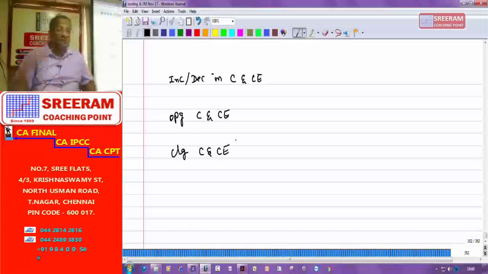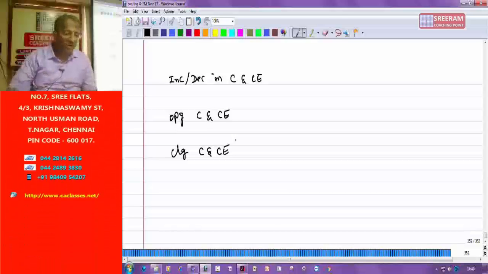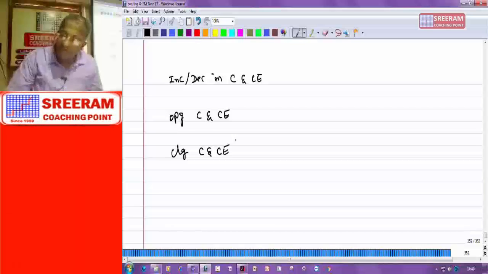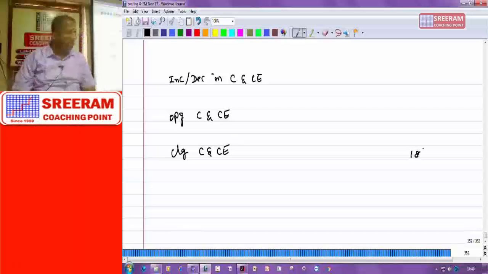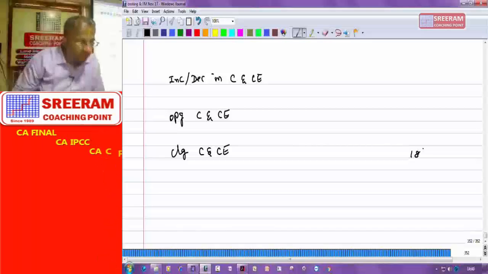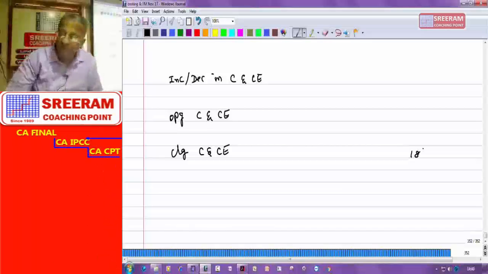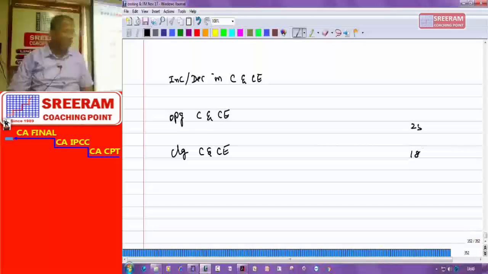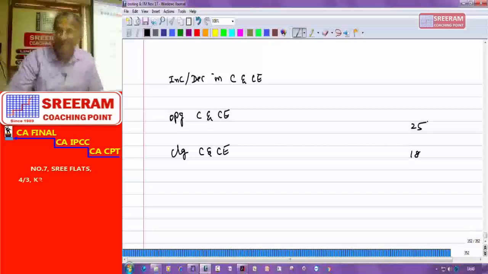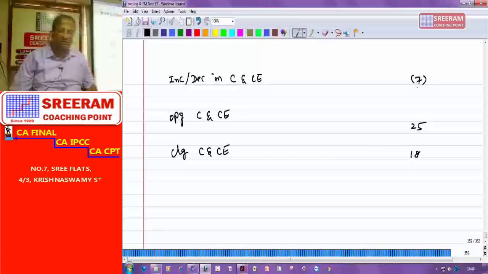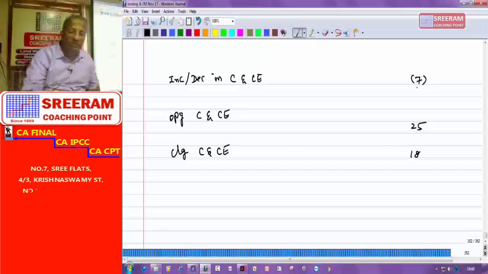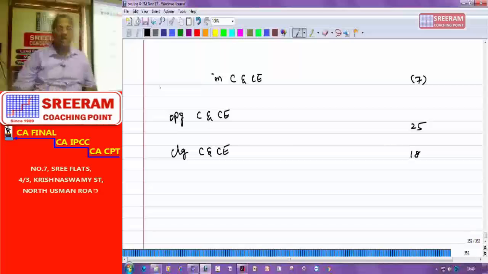6 items. I will update from the reverse. Closing cash and cash equivalents 18. Opening cash and cash equivalents 25. You are also tuned. Very nice. Good. Then increase or decrease in cash and cash equivalents. Decrease, within brackets. Decrease in cash and cash equivalents 7. Out of 6, 3 knocked off.